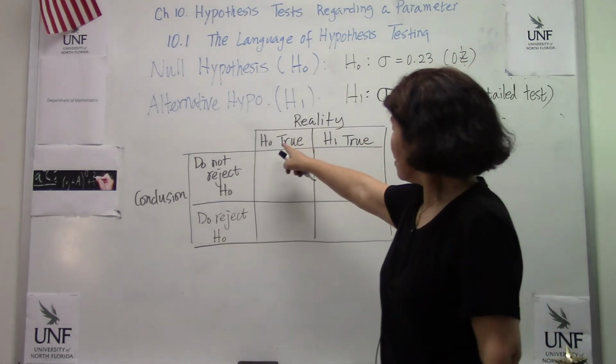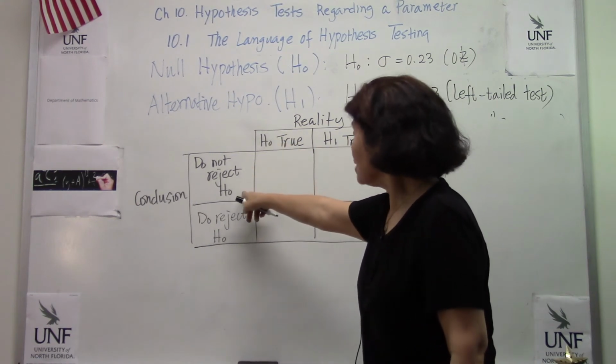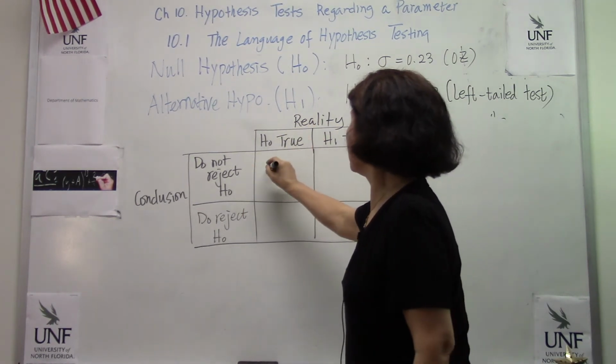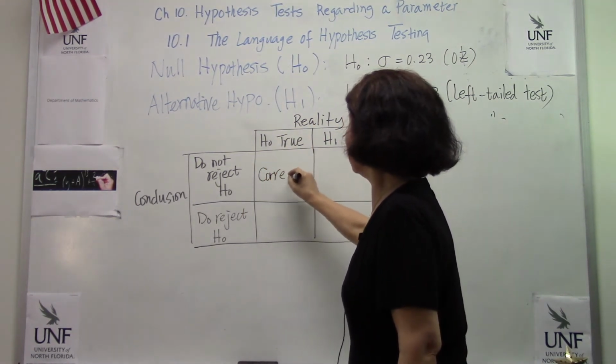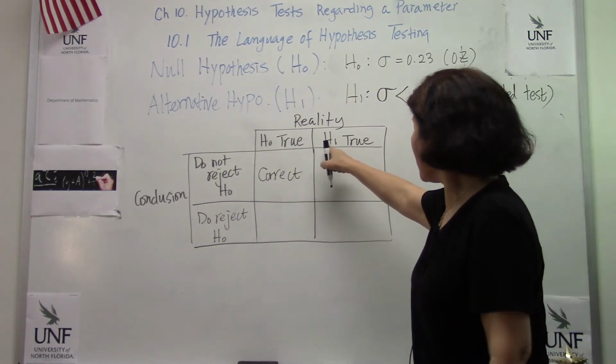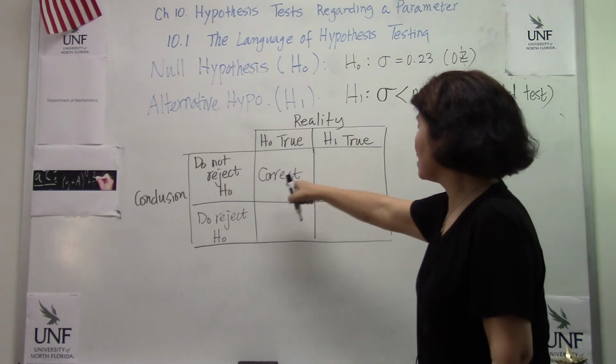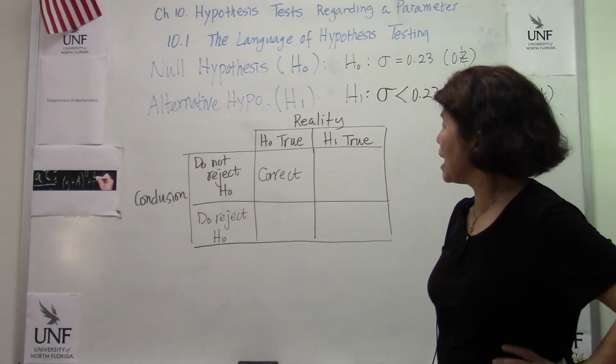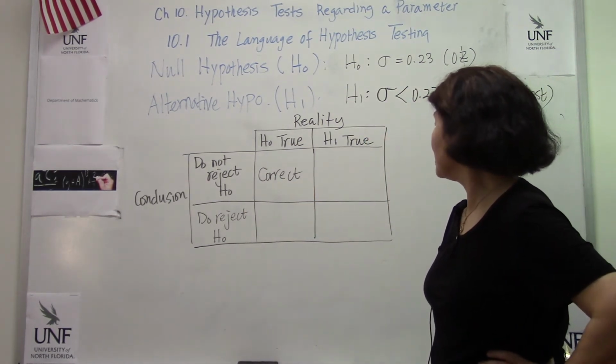And H naught is true, and we do not reject H naught, so that's fine. That is a correct conclusion over here. And over here, H1 is true, and we do not reject H naught. So in this case, what is it?